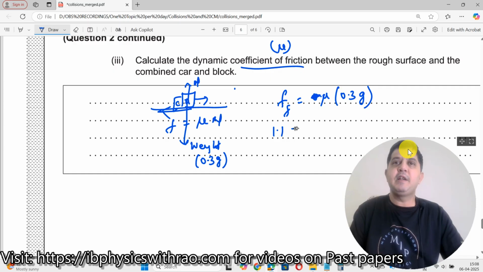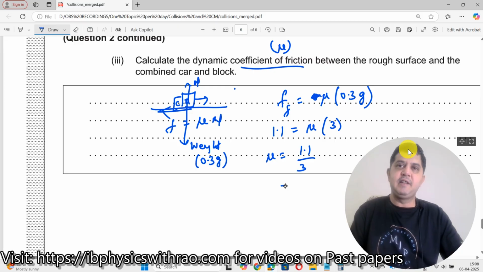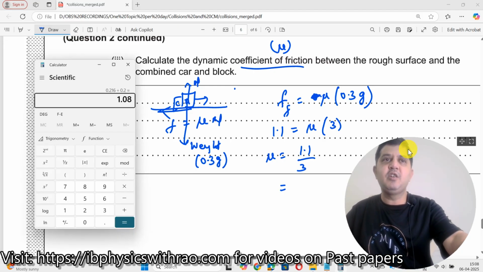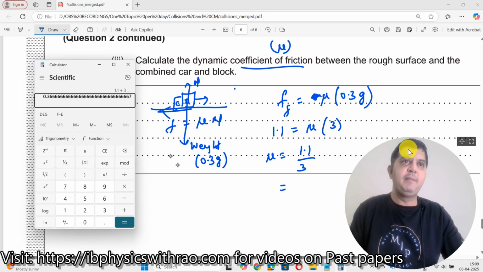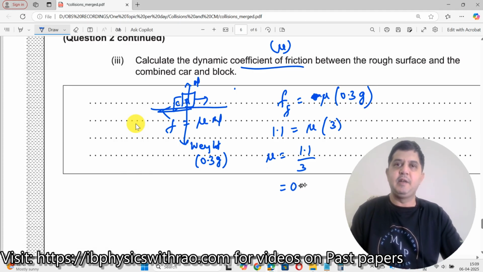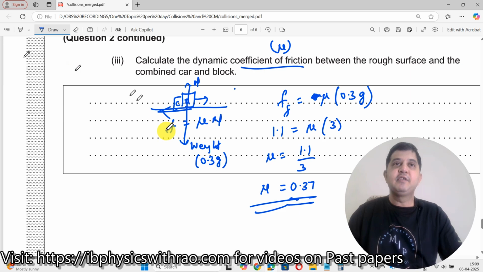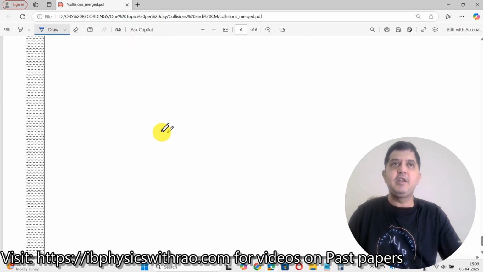I get 1.1 is equal to mu into 0.3 multiplied by g, which is 3, because I take g equal to 10 over here. So mu should now be equal to 1.1 divided by 3. How much will this be? 1.1 divided by 3 will be 0.367. It may be around 0.37. So the value of mu is equal to 0.37. Right? I think with this we have come to an end to this question.